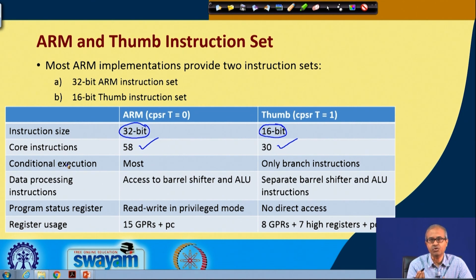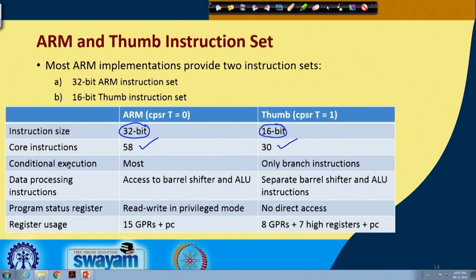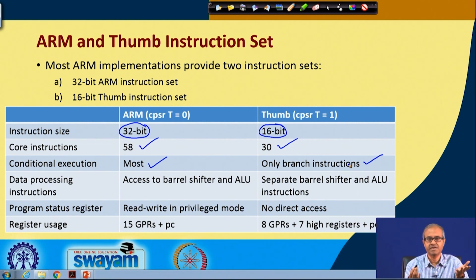Conditional execution, I told you, is a feature where some instruction will be executed depending on whether some condition is true or false. In ARM, almost all the instructions support conditional execution, but in Thumb only for the branch instruction you can check for zero, non-zero, carry, no carry, but other instructions do not support conditional execution, just the branch.